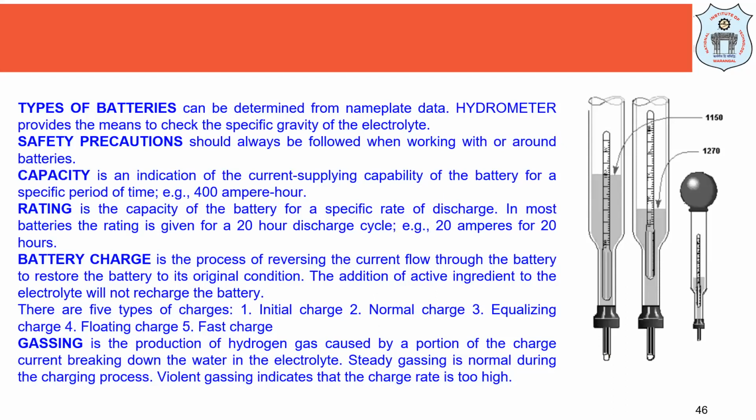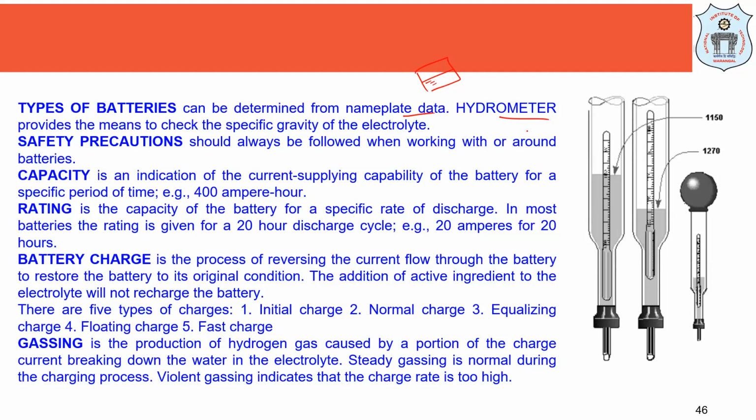Okay. So if you look at our home batteries, you will be seeing something called a hydrometer. We'll look into it. The type of battery can be determined from the nameplate data given by the manufacturer. That is, what is the chemistry that is taking place. You can see, right? So you buy any battery, you can read about it, what it contains, whether it is made up of lead or any other material. Okay. So what is a hydrometer?